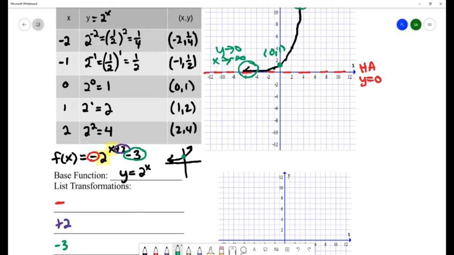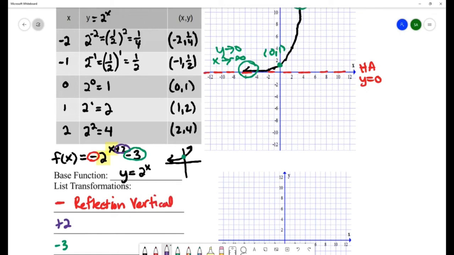So that negative is a transformation called a reflection. Anytime we multiply by a negative, we get a reflection. Now there are two types of reflections. You can reflect horizontally, which is over the y-axis, or you can reflect vertically, which is over the x-axis. Because this negative is outside of the exponent, this is a vertical reflection.